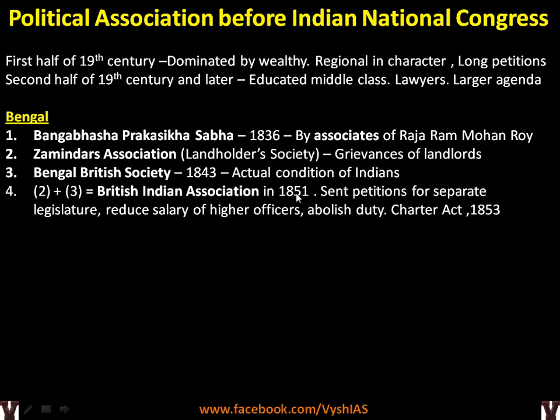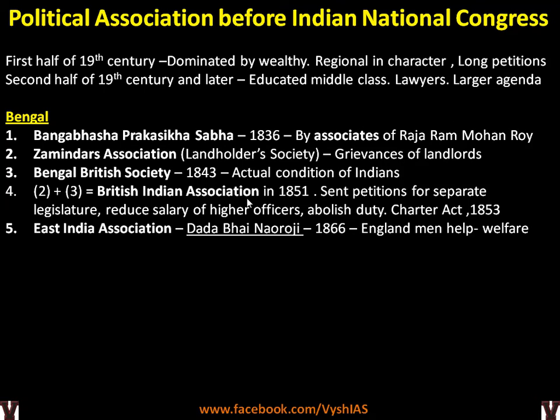It is in 1851. They used to send petitions for a separate legislature, reduced salary of higher officers, and abolition of unwanted duties, and they also had a huge influence in forming the conditions of the Charter Act 1853. We will see all the Charter Acts and Council Acts later in the administrative chapter. So this is also an important body, British Indian Association.